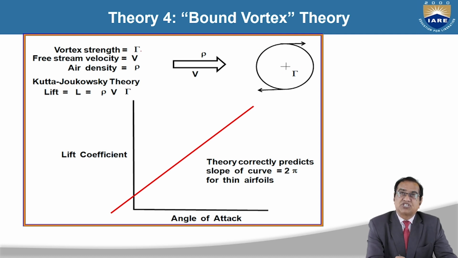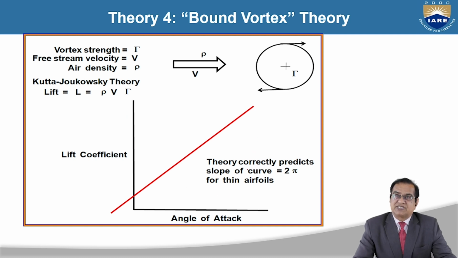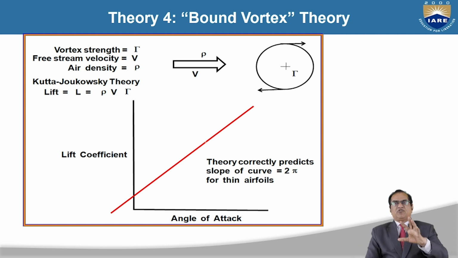So vortex strength is tau, free stream velocity is v, air density is rho. Kutta has explained that lift is equal to rho times v times tau, the circulation or vortex strength. They made this experimental result: theory correctly predicts that the slope of the curve is equal to 2 pi for a thin airfoil. The slope will go like this. So they have proved that this theory is 100% correct for the real scenario up to a certain angle of attack.